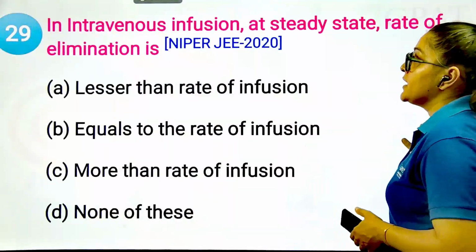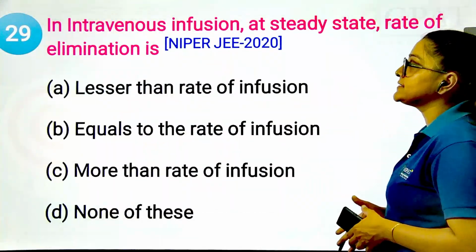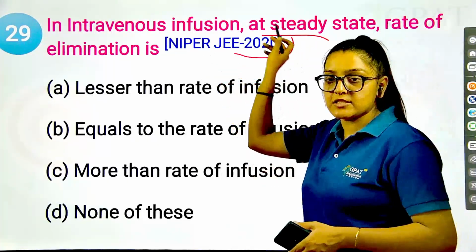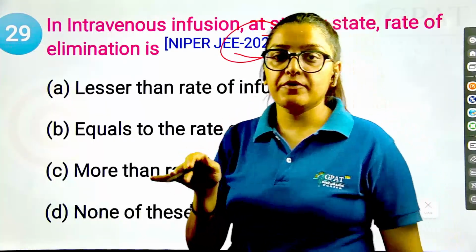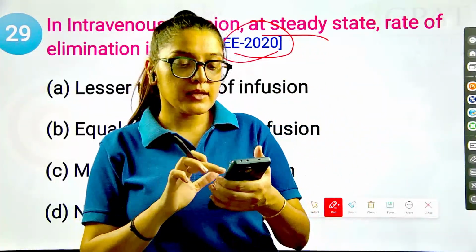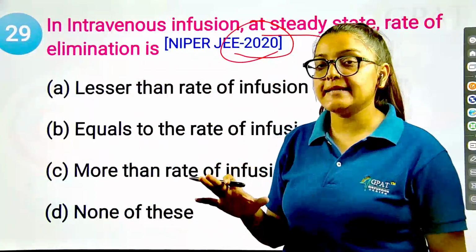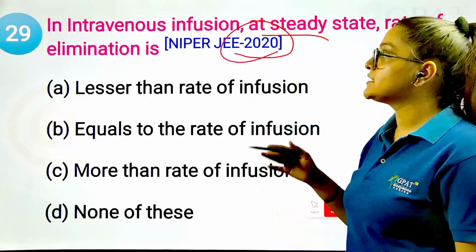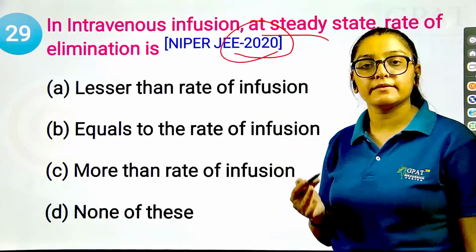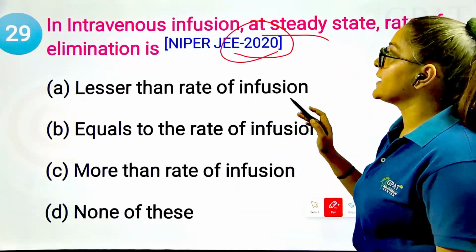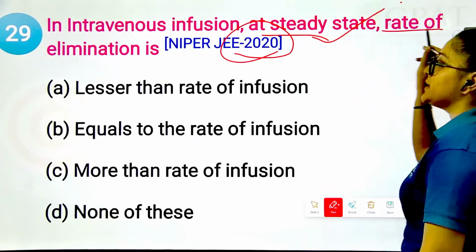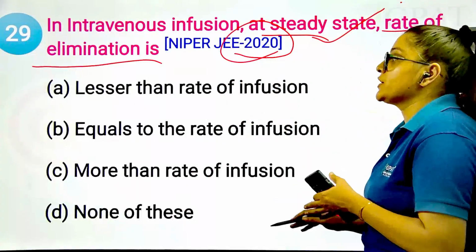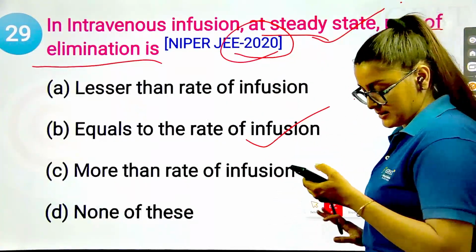Okay, next, the intravenous infusion at steady state, the rate of elimination at steady state. GPAT 2020. Just before this question I mentioned that once we are talking about the steady state, it means the rate of the drug being administered as well as what is being eliminated is equal, right? So at steady state, the rate of elimination is equal to the rate of infusion. Okay, so option B must be correct, right?